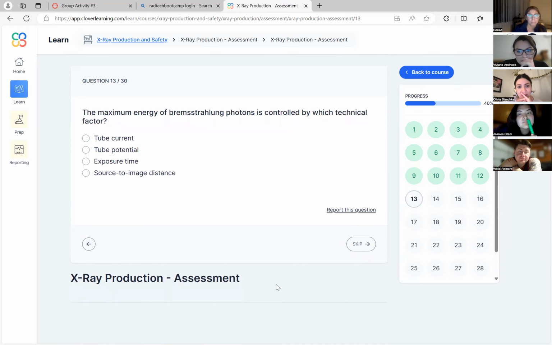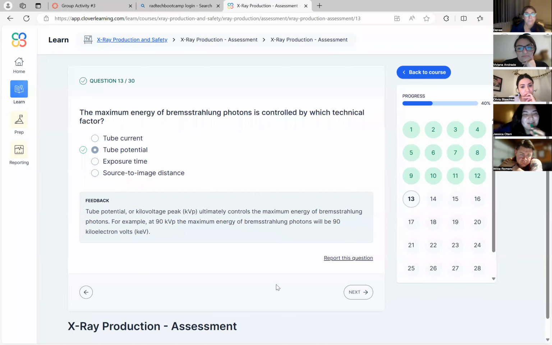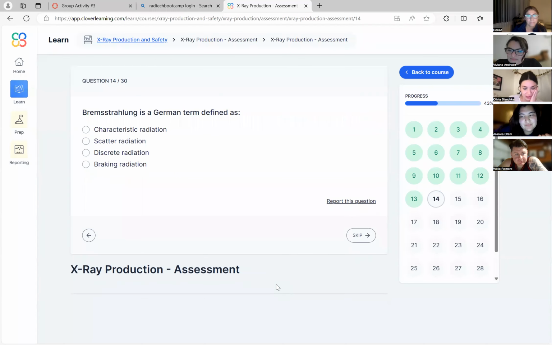Okay, Jessica, are you next? Yeah. The maximum energy of Bremsstrahlung photons is controlled by which technical factor? I think it was tube current or tube potential. I think it's potential. Yeah, potential. Okay, good. Because I think tube potential or kVp is what will control that energy.